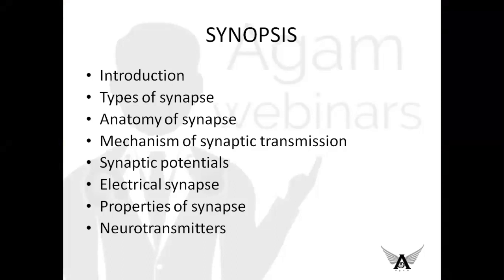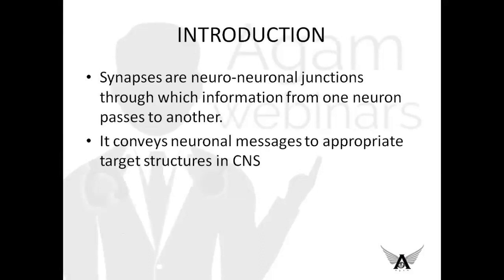of synapse and neurotransmitters. First, what are synapses? Synapses are neuronal junctions through which information from one neuron passes to another neuron. The neuron which sends impulses is called the presynaptic neuron, and the neuron which receives impulses is called the postsynaptic neuron. And through synapses, neuronal messages are conveyed to appropriate structures in the central nervous system.